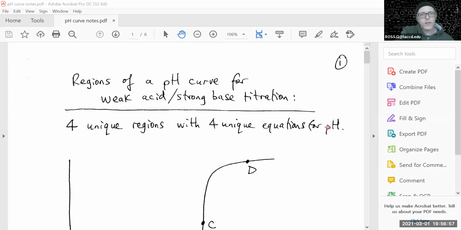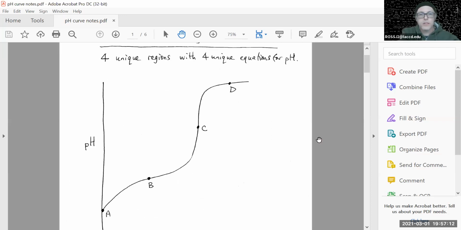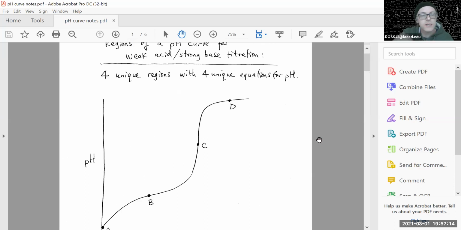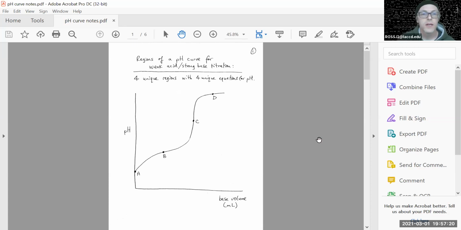The title here says regions of a pH curve for a weak acid strong base titration. You can derive some equations if you look at this titration curve, so that's what we're going to do. Here, if I make it smaller so you can see the whole thing, we have a typical titration curve. We plot pH on the y-axis and volume of base added in milliliters on the x-axis.